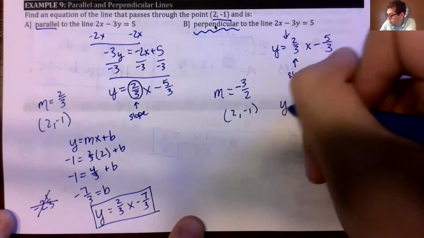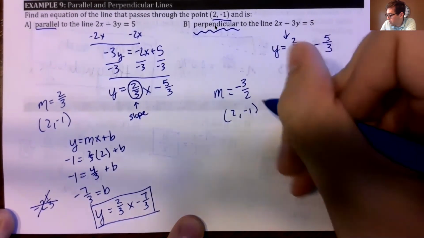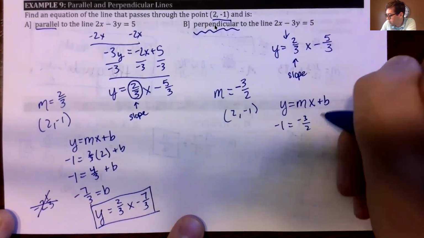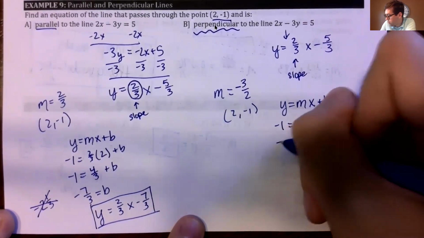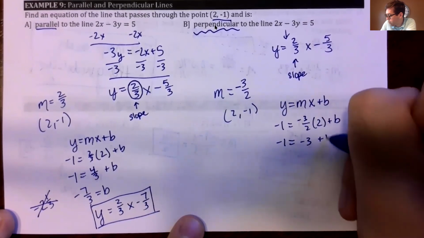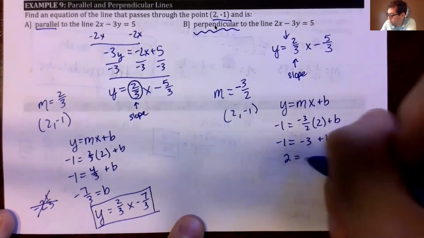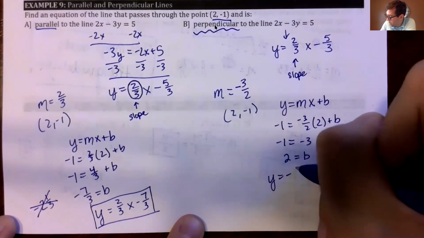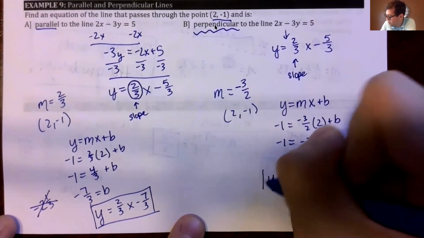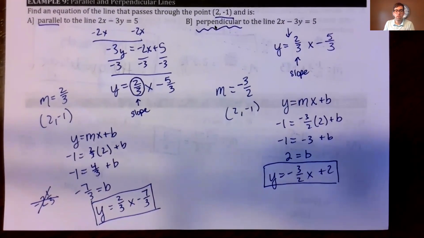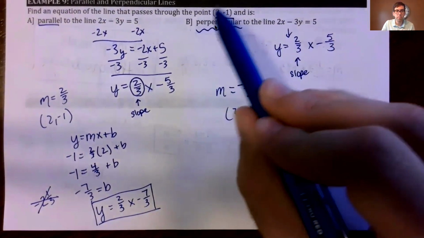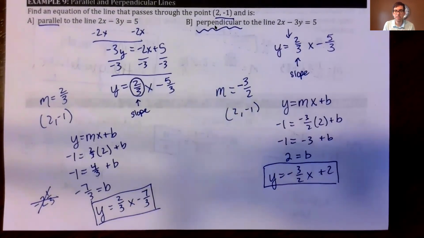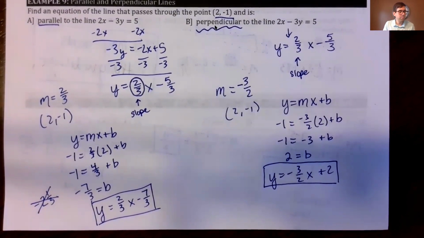So we're going to use y = mx + b and start to plug this in. The y is -1. The m is -3/2. The x is 2. So now we have -1 = -3 + b. We add the 3 to the other side. We have 2 = b. And then we can write the equation. So we have y = -3/2 x + 2. There we go. So this line is perpendicular to the given line, but it also goes through the point (2, -1). So at some point, this line and this line intersect at a right angle. And that's the end. Thank you very much for watching.